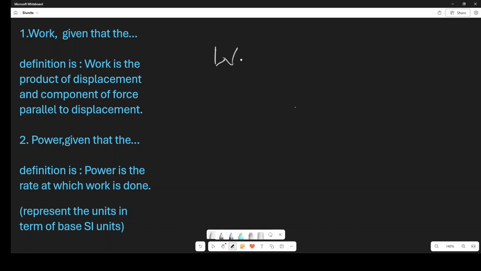Mathematically, W is F, and the component of the force that is parallel to the displacement means that you multiply this force by cosine theta. Theta is the angle between the force and the displacement vector. So the angle between this force and the displacement vector is angle theta, and when you multiply this force by cosine of this angle, you get the component of this force that is parallel to the displacement.